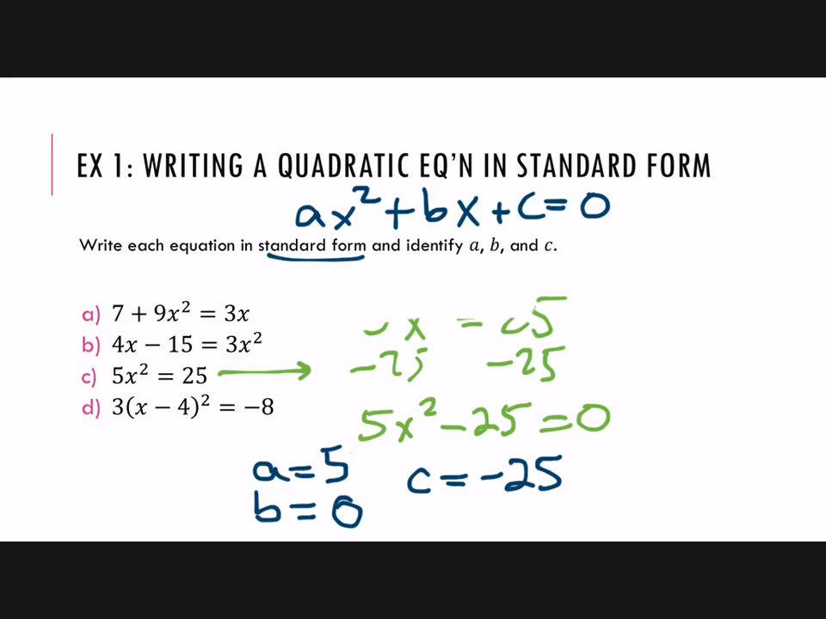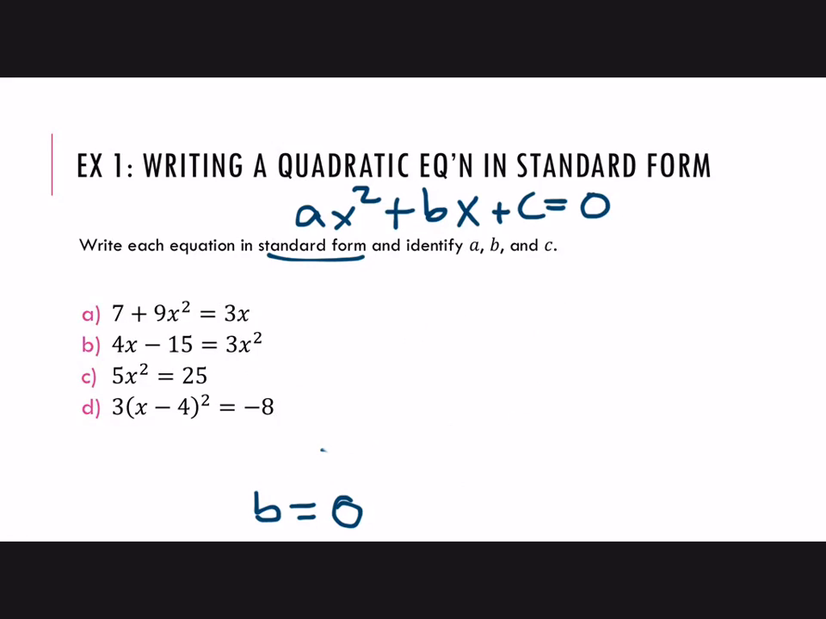Alright, part D. How do I write that in standard form? Well, in this case, there's actually some multiplication that needs to be done. So standard form doesn't have an exponent on this whole parentheses or anything like that. So what we need to do is use order of operations to multiply and simplify that left side of the equation.